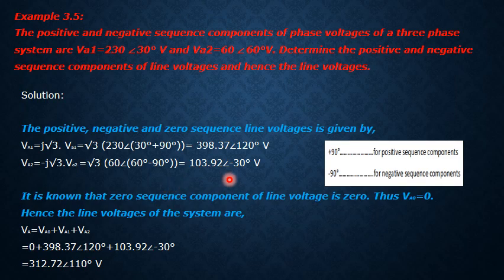Okay, so after that, as we know, for the zero sequence component the line voltage is 0, so thus Va0 will be equal to 0. This is what we obtained from our previous derivation. For the zero sequence component, the line voltage will be equal to 0. Now we need to substitute all these line voltages of the respective sequence components in this equation.